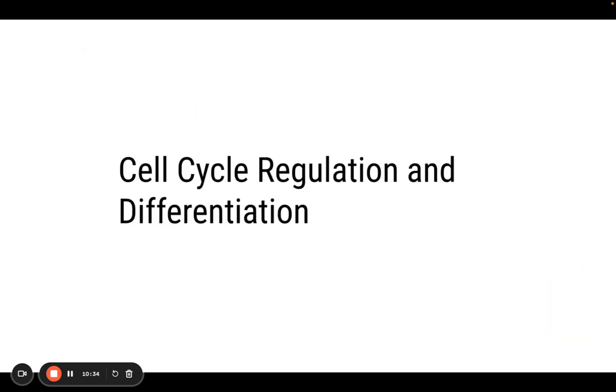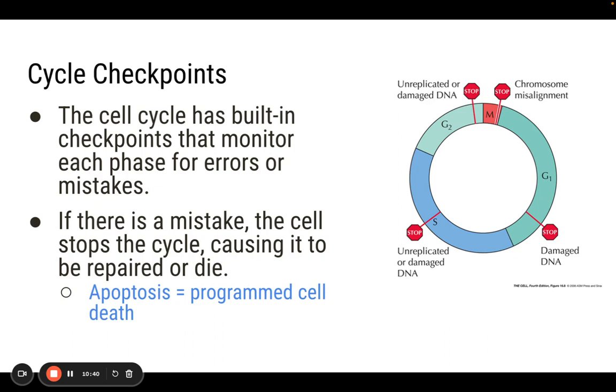Okay, so let's briefly explore what regulates the cell cycle and how these cells differentiate and become different types of cells. It's important to remember that there are cycle checkpoints built into the cell cycle, checking for damage to the DNA or mutations in the DNA. If there's a mistake that's caught, the cycle checkpoint gets activated and actually programs the cell to die. They call this apoptosis or programmed cell death.